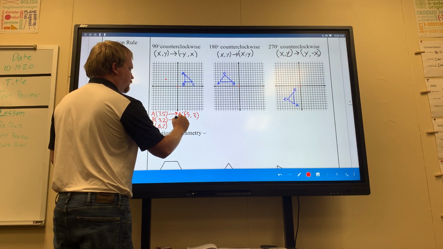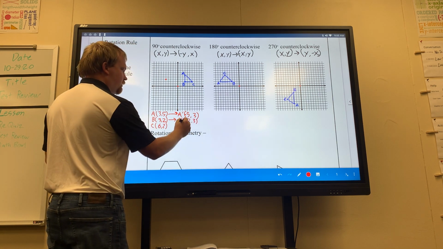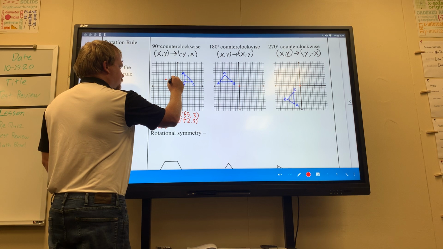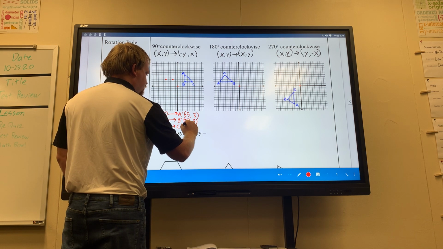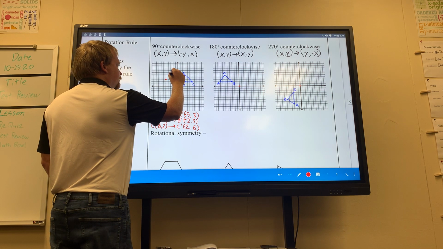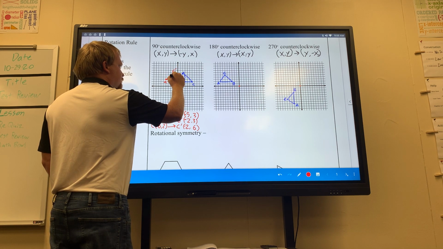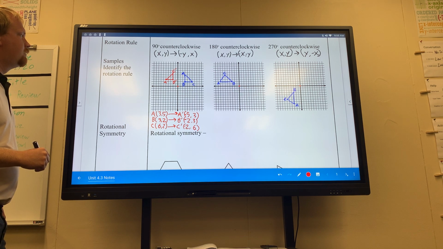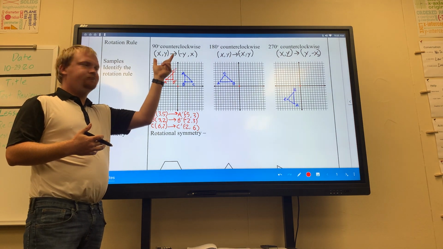Point B, remember, I switch my X and Y, change the sign for X. 1, 2, 1, 2, 3. Switch my values, change the sign for X. 3, 4, 5, 6. Okay, so that will be my rotation for 90 degrees.